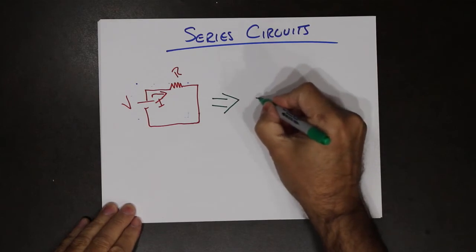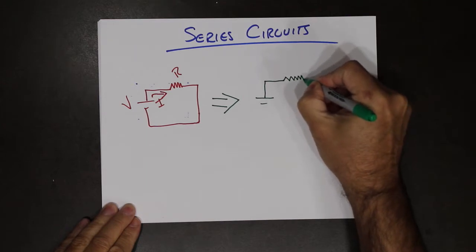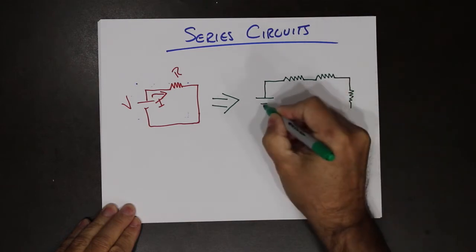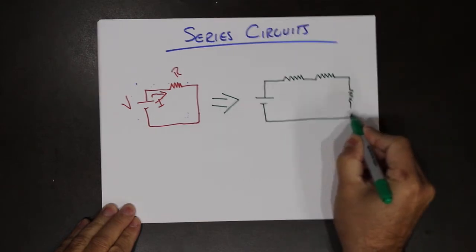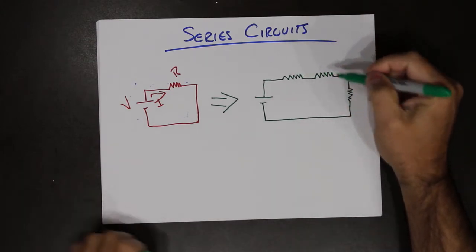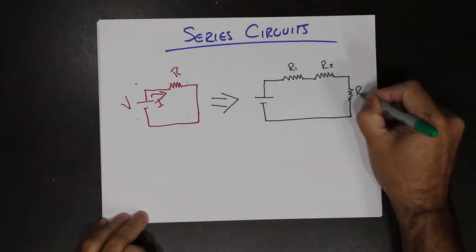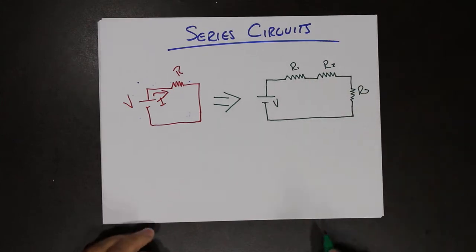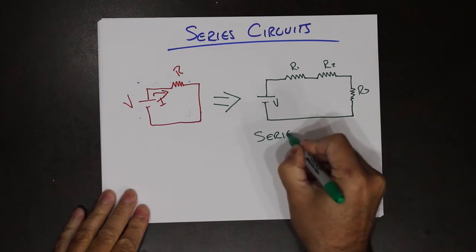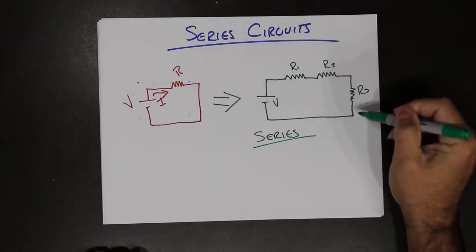So we have a power supply and we have a resistor connected to another resistor connected to another resistor. When the resistors are connected end to end like this, so resistor 1, resistor 2, resistor 3, this is what's known as a series circuit. In other words, the resistors are connected in series.